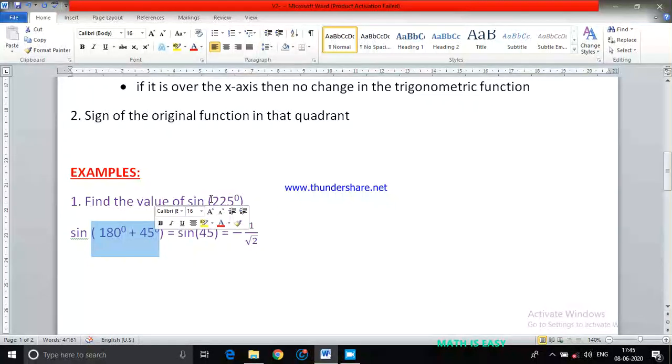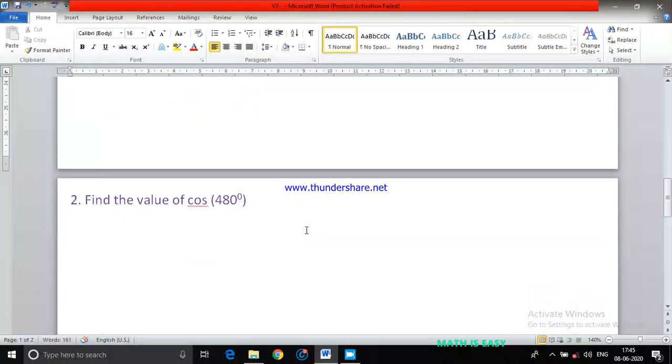whatever the given angle is, that has to be split in terms of pi, plus the other angle, which will be known to you. The other angle will come as 0, 30, 45, 60. 90 won't come. These angles, 30, 45, 60, will come, so you have to check it very carefully. So sine 225 value is minus 1 by root 2.